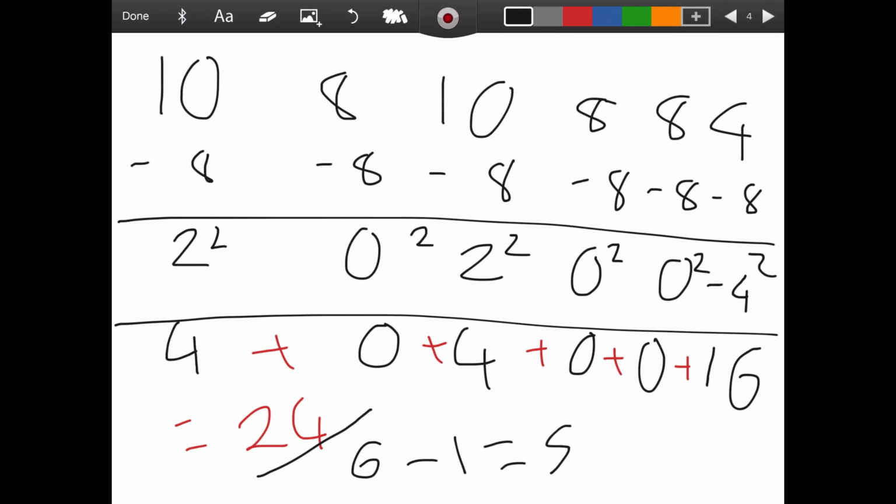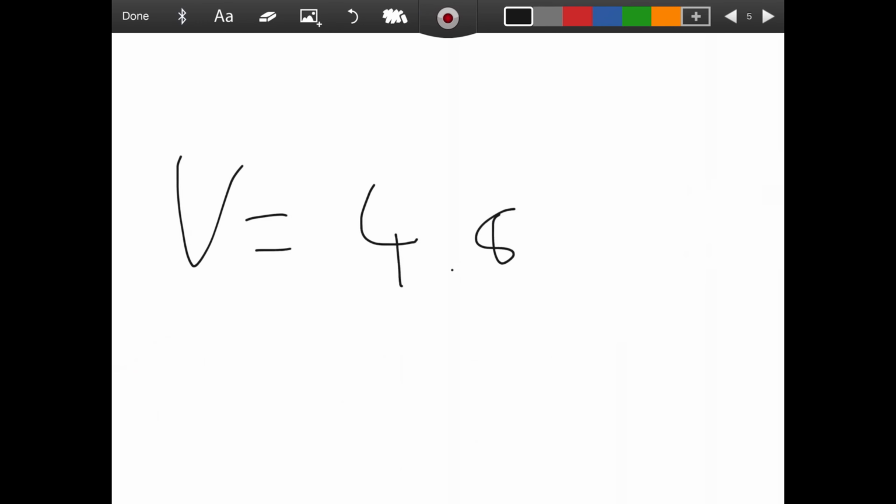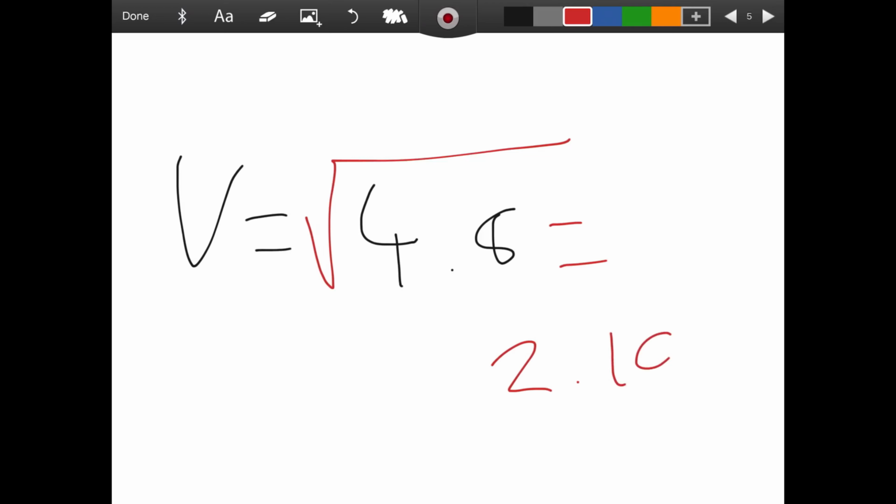That gives us a variance of 4.8. So the variance is the number we got, which is 4.8. But we are looking for the standard deviation, so all we have to do now is square root it. When we square root it, we get the standard deviation, which is 2.19. So there you go, we found our standard deviation.